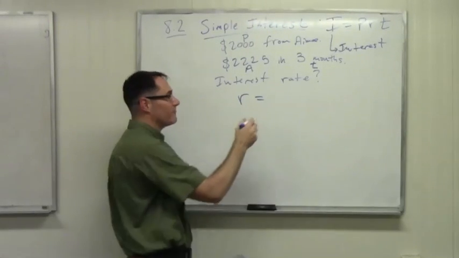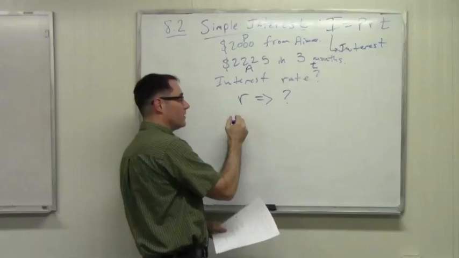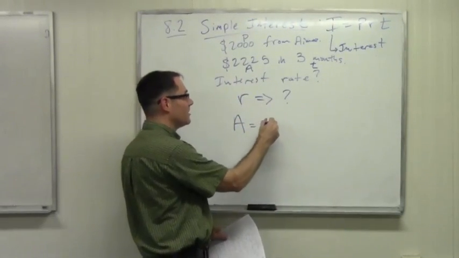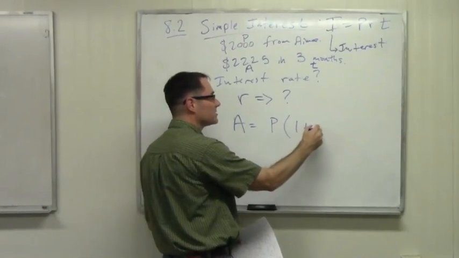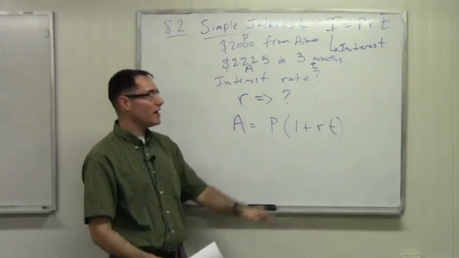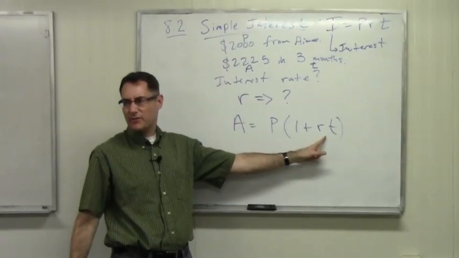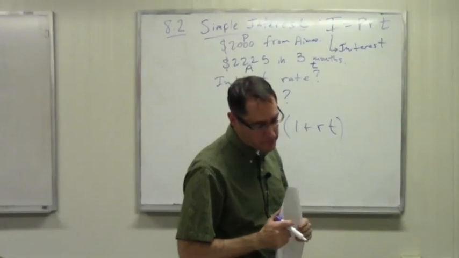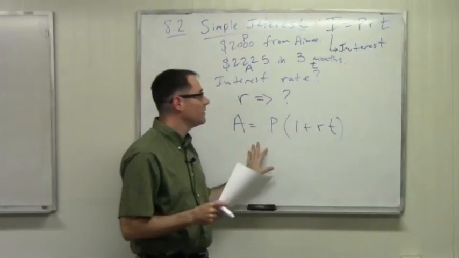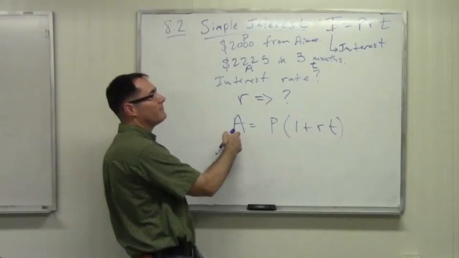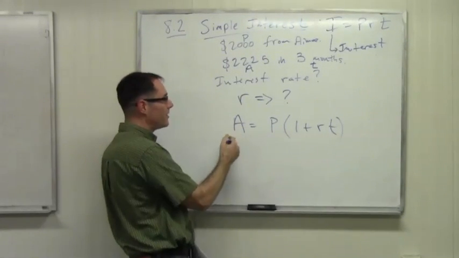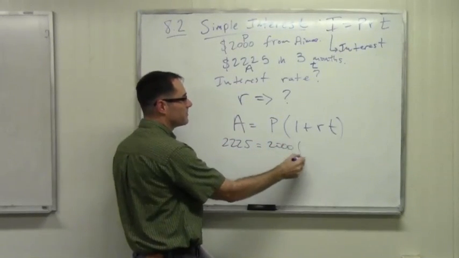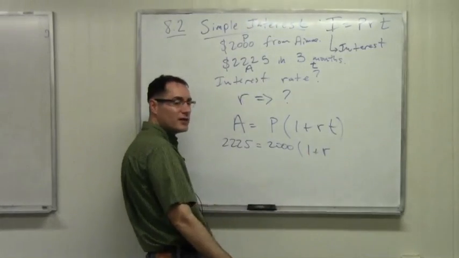OK, let's look at the second formula here. This is what we're looking for. The formula says the future value equals the principal times 1 plus the rate times the time. We're going to eventually get the rate, but let's plug everything else in. You can either do the algebra first or plug in first. Doesn't really matter to me. Let's plug in first. The future value, 2225. The principal, 2,000. 1 plus the rate, which we don't know, so we leave it as R.